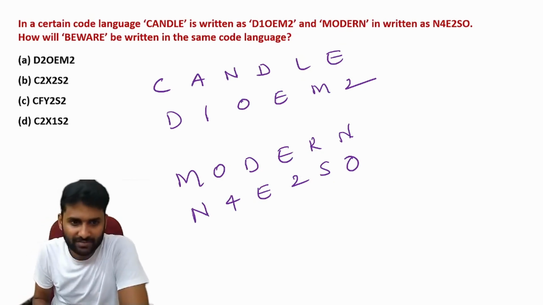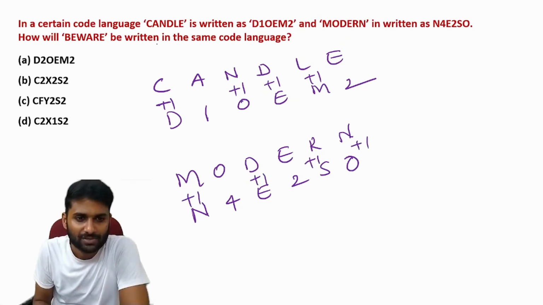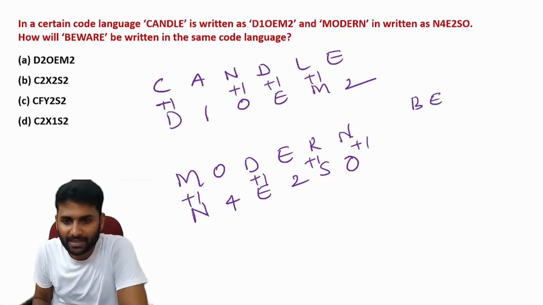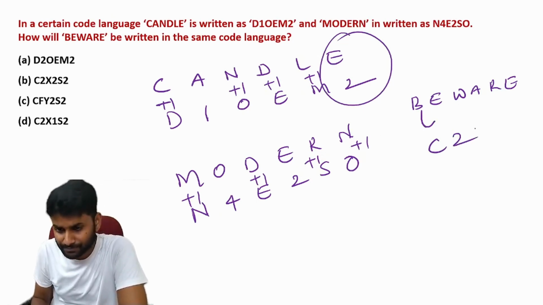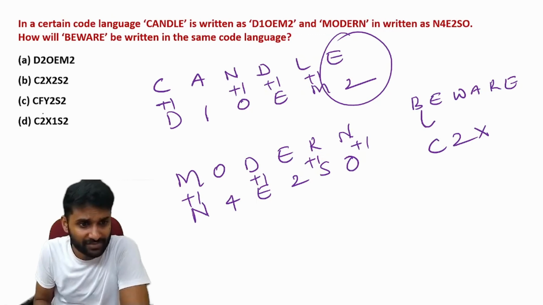Guys, if you observe the sequence here, C plus 1, A is coded as 1, N plus 1, D plus 1, L plus 1, E is coded 2. The same way, M plus 1, D plus 1, R plus 1, and N plus 1. So if you go through that, beware: B plus 1, C and E. If you observe the given comparison, E must be coded with a 2. So W, the next letter is X. So C2X we required in the option.